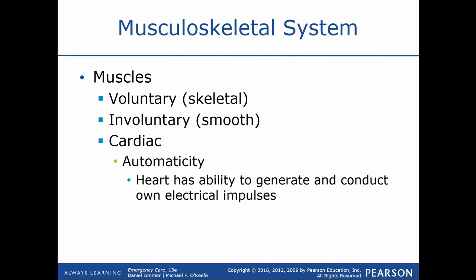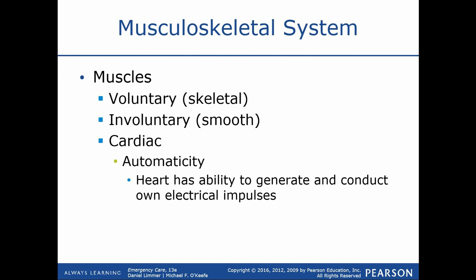Cardiac muscle then is the third type of muscle. The only place the cardiac muscle is located is in the heart itself. And what's unique about cardiac muscle is automaticity. So automaticity means that each and every cell within the heart has the ability to generate its own electrical impulse. Now this is in effect because it serves as a backup system.